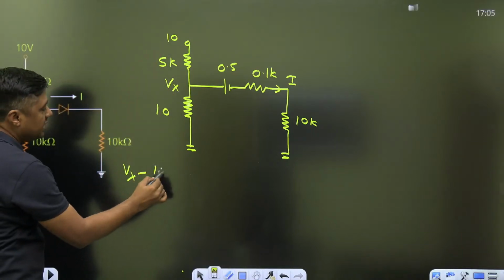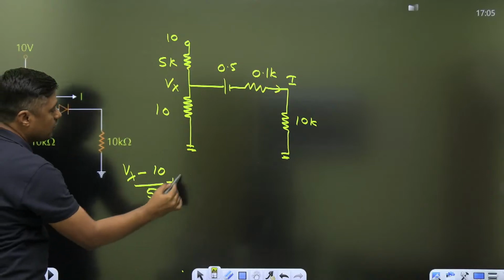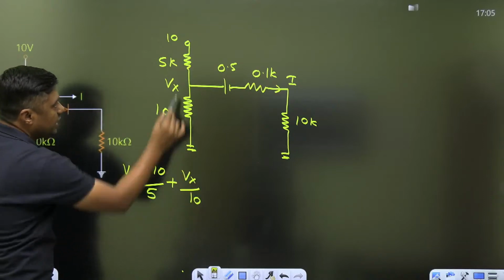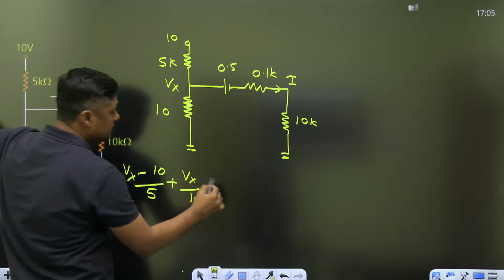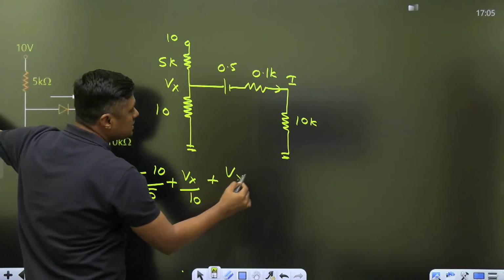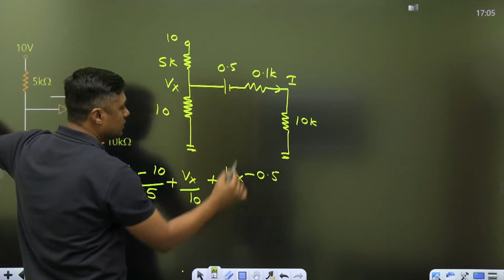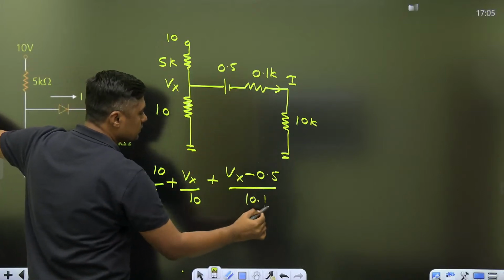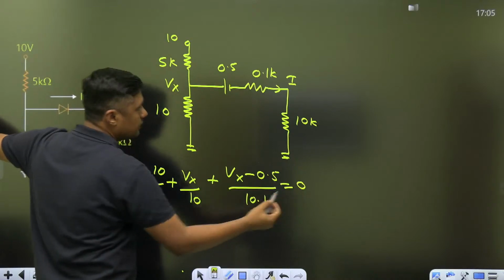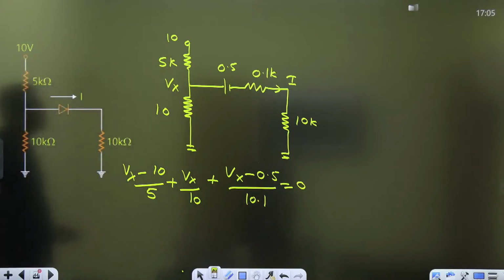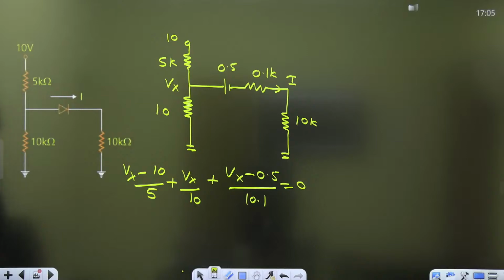Vx minus 10 divided by 5 plus Vx minus 0 by 10 plus Vx minus 0.5 upon 10.1 is equal to 0. You can use the nodal equation, you can use mesh analysis or anything. You have to find the answer here. Then you can find the Vx.